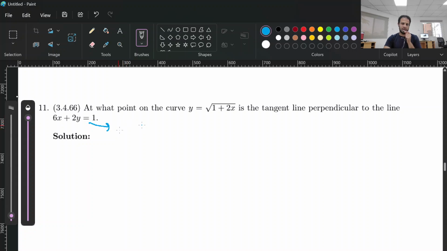Good. Yes. We solve for y. We have 2y equals 1 minus 6x. Divide both sides by 2. You get y equals half minus 6 over 2, which is 3. What's the slope? -3. Yeah, thank you. Then, what's the derivative of this function?